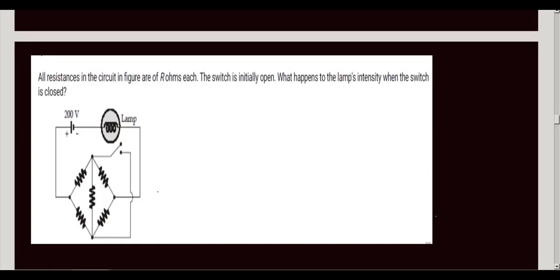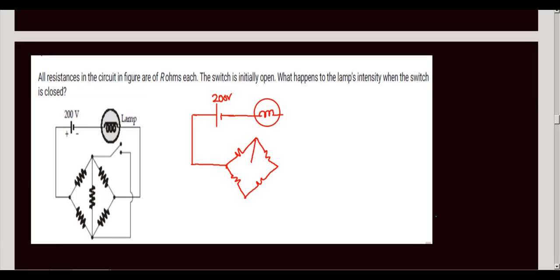Next question, look at this. All the resistances are 1 ohm. The switch is initially open. What happens to the lamp intensity when the switch is closed? This is a 200 volt source, and this is the lamp. Initially the switch is open, and all the resistances are the same. This is the circuit given. The switch is open, so this is R ohm, this is R ohm, this is R ohm, and this is R ohm.